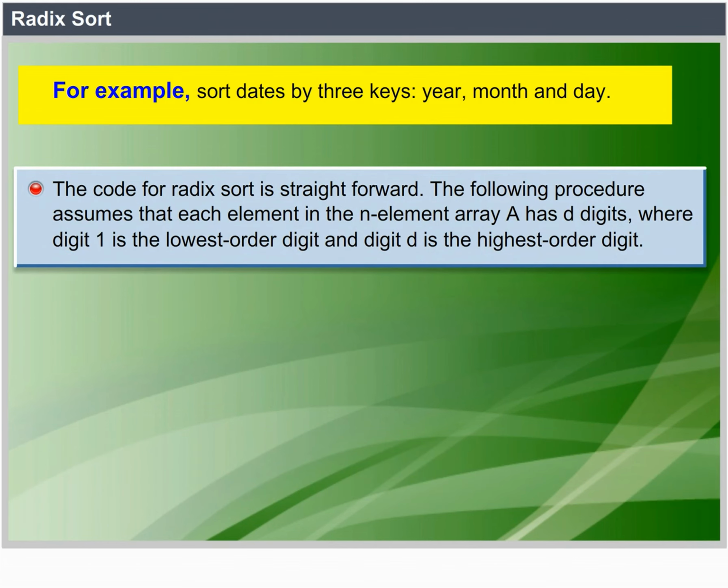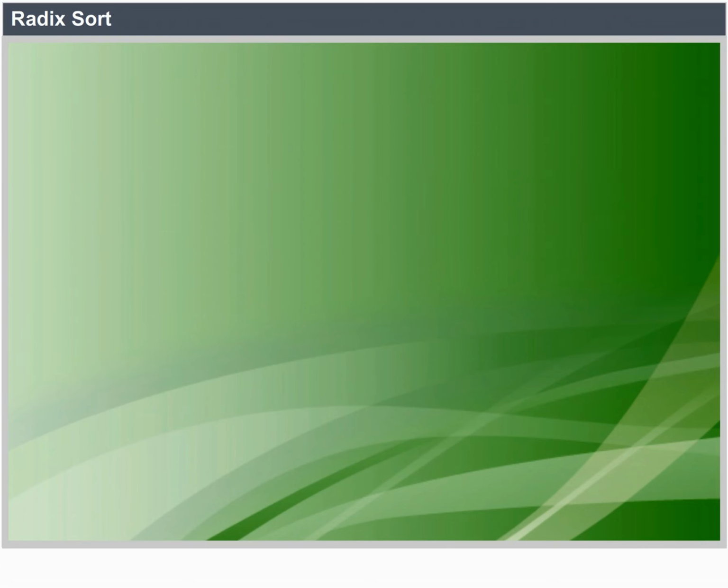The following procedure assumes that each element in the n-element array A has d digits, where digit 1 is the lowest order digit and digit d is the highest order digit. Below figure shows the radix sort routine.